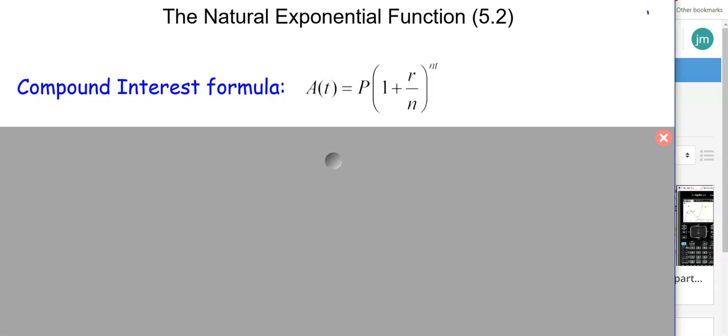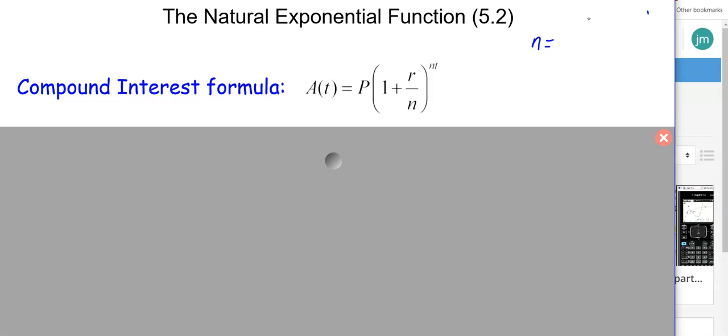Okay, so this is the compound interest formula we used the other day. Now there's a limitation on this. This can handle an n value of once a year, twice a year, 12 times a year, monthly, even daily, 365 days a year. This formula can handle that just fine.